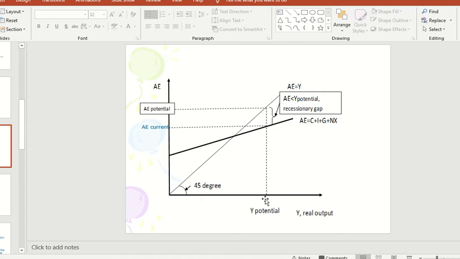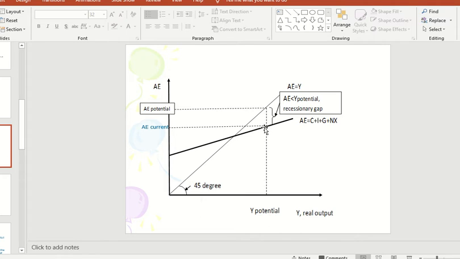But as you can see, currently, the spending is not there. So when you extend it to the current aggregate expenditure function, the current spending would have been here if the economy were to produce the potential output level. What that means is there is not enough spending to support the potential output level being produced. How much the spending falls short of the potential output level is called the recessionary gap.